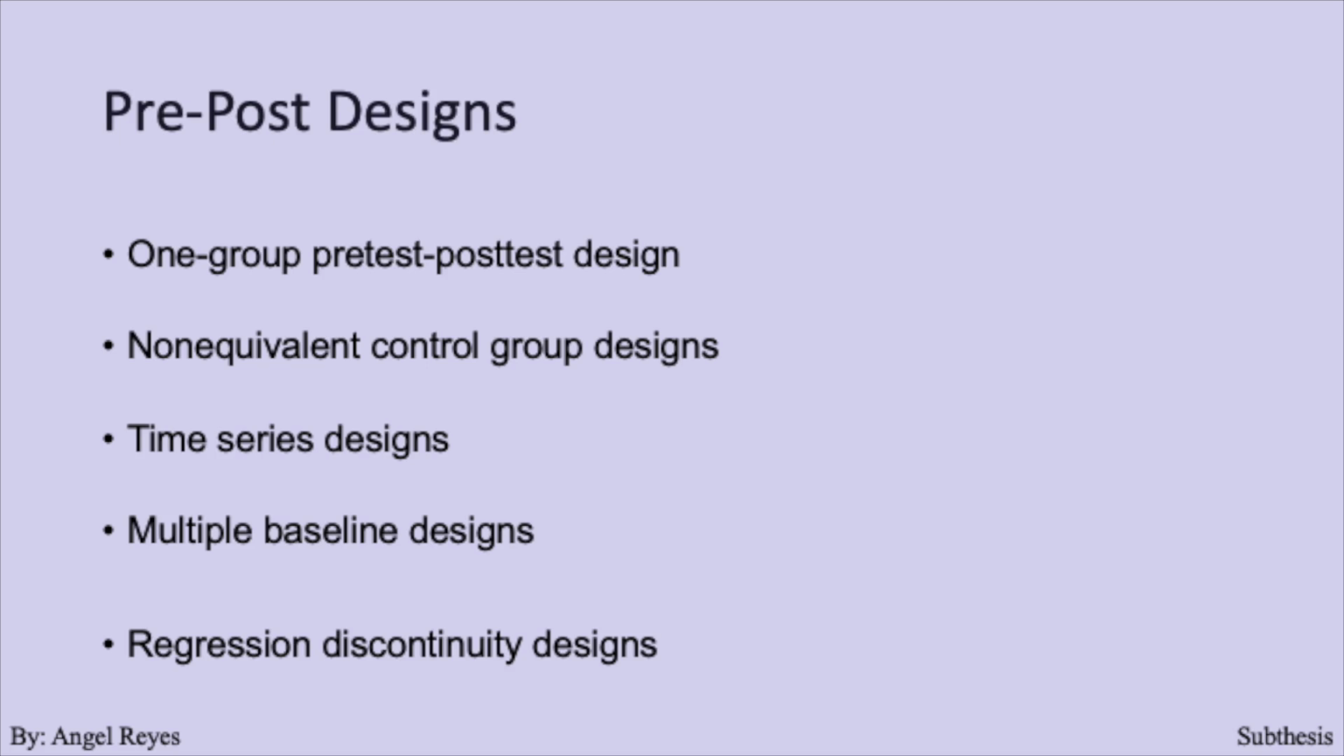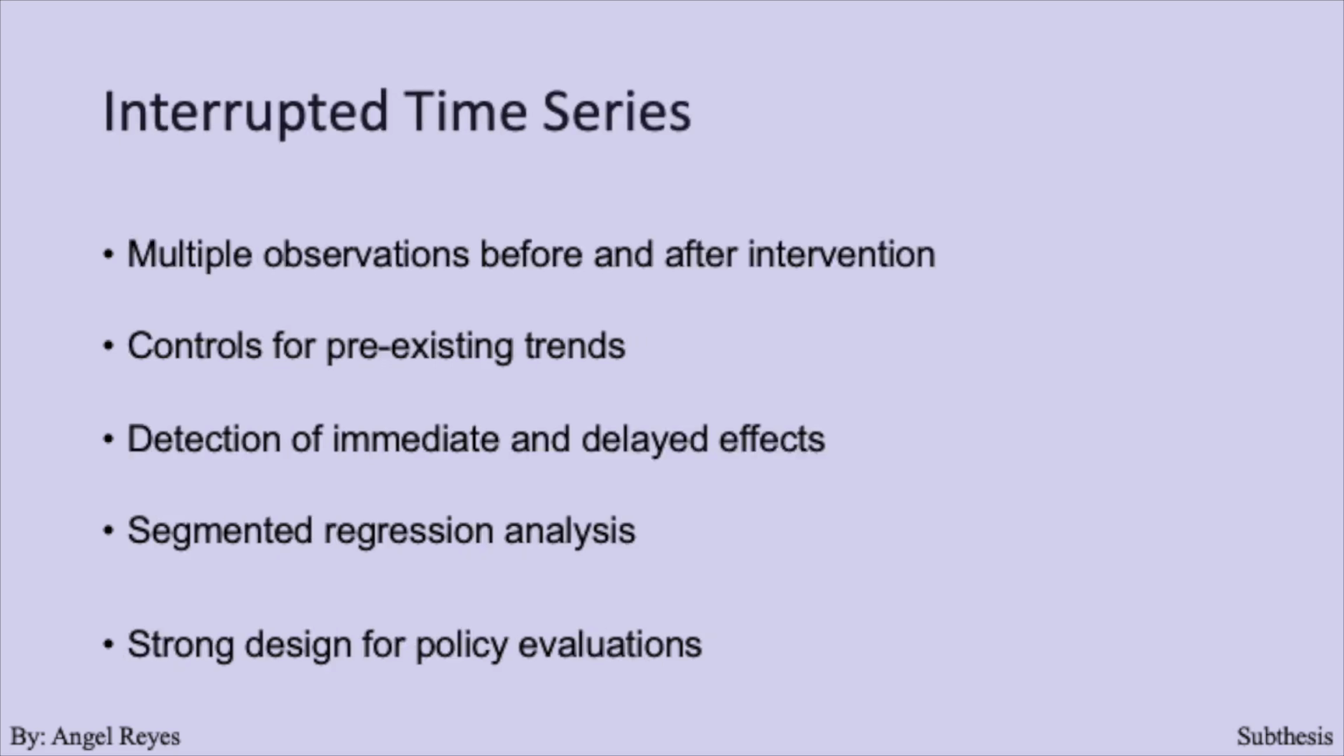Interrupted time series is a particularly robust quasi-experimental approach, featuring multiple observations before and after an intervention. This design effectively controls for pre-existing trends by establishing a baseline trajectory that can be compared to post-intervention patterns. It allows detection of both immediate impacts and delayed or evolving effects over time.